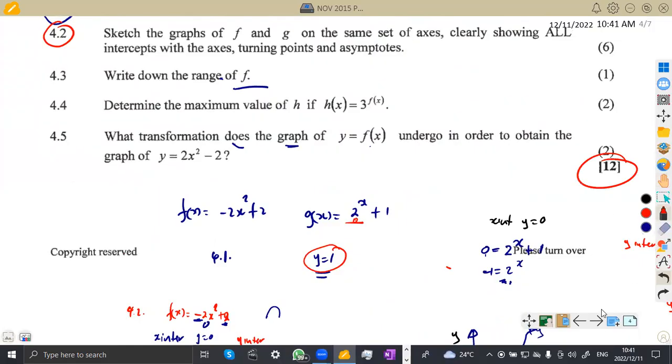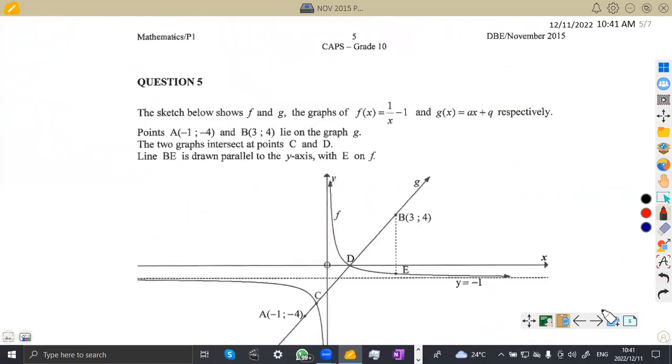For question 4, we have a total of 12 marks. All right, so question 4, I think it was direct. But if there are some questions that are giving you trouble, let me know so that we can work on those questions differently. Yeah, there are so many ways that you can use to make you understand.